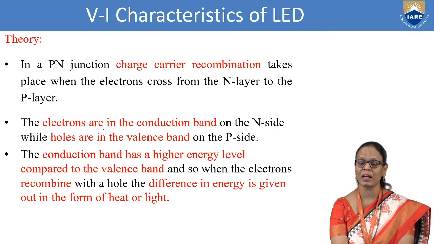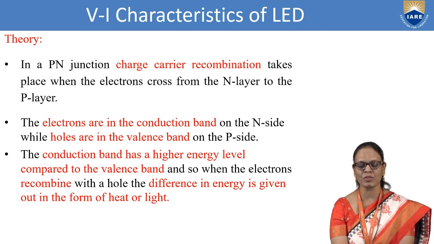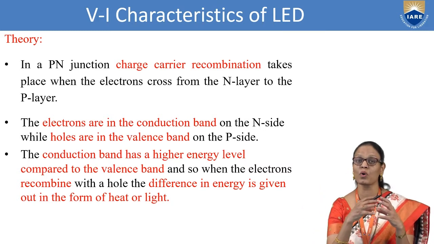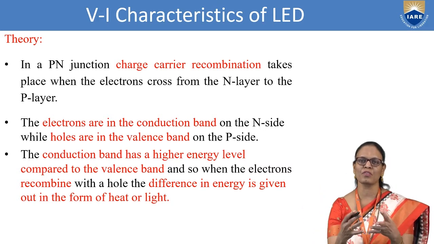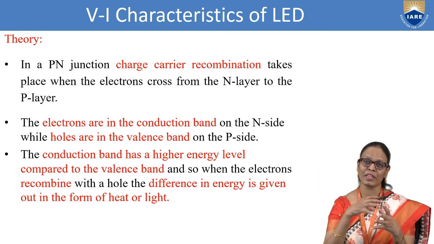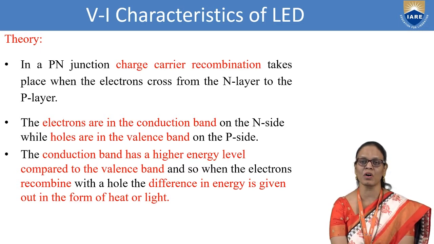The electrons are in the conduction band on the N side, whereas the holes are in the valence band on the P side. Generally, the conduction band has a higher energy level compared to the valence band. So when electrons from the N side come and recombine with the holes on the P side, because the electrons are at a higher level, they will emit energy. The difference in energy is given out in the form of heat or light, depending upon the diode we are using.